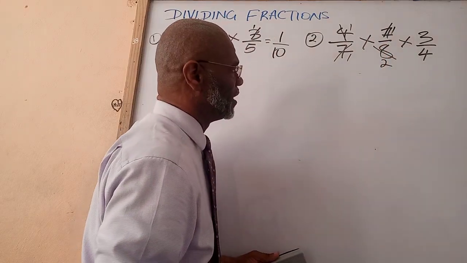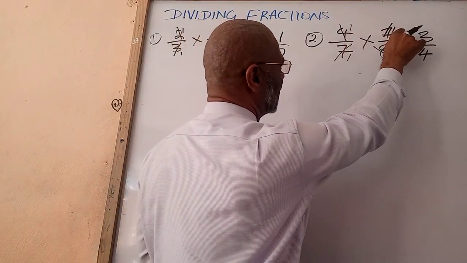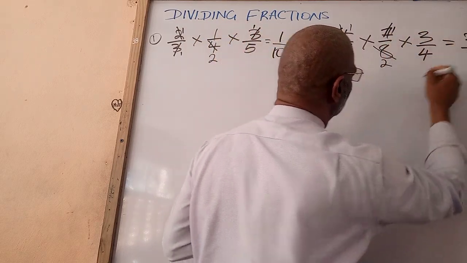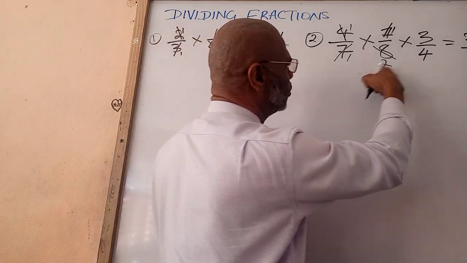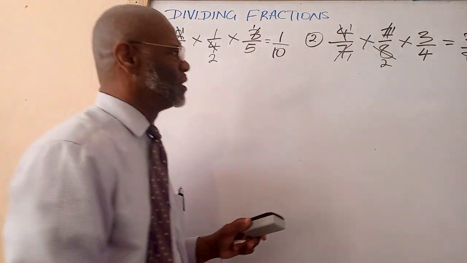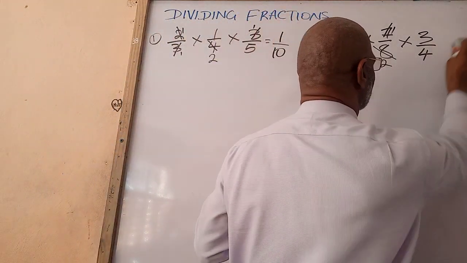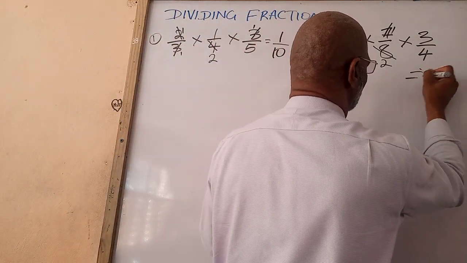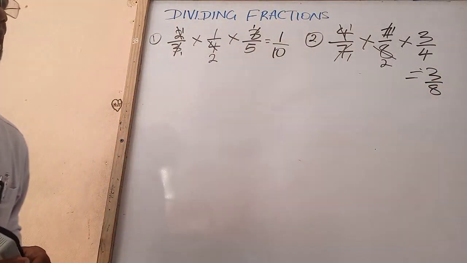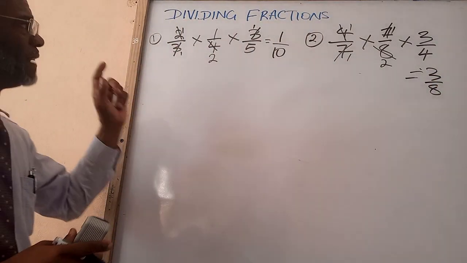Nothing else is common there, so we say 1 times 1 is 1 and 1 times 3 is equal to 3, and then we say 1 times 2 is 2, 2 times 4 is 8. So our result is 3/8. So let me just put that over here, so that's equal to 3/8. Good? Now what we are going to be looking at today is dividing fractions.